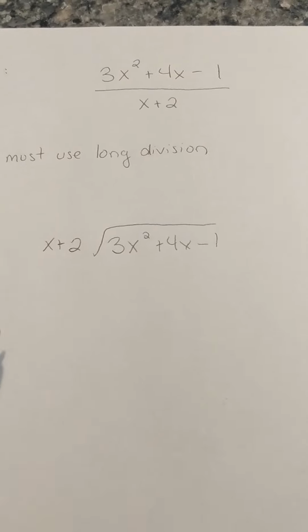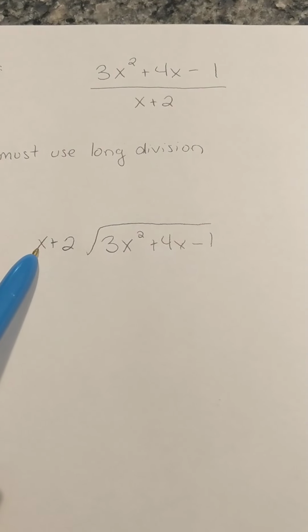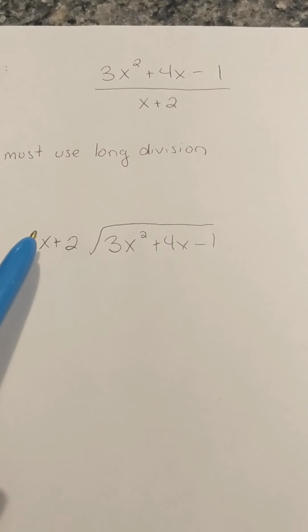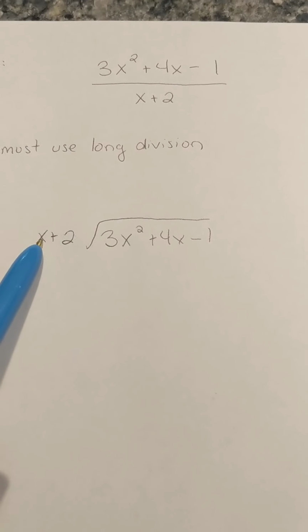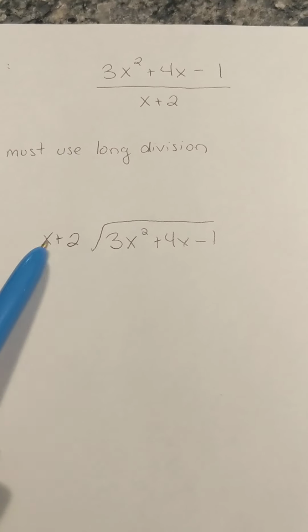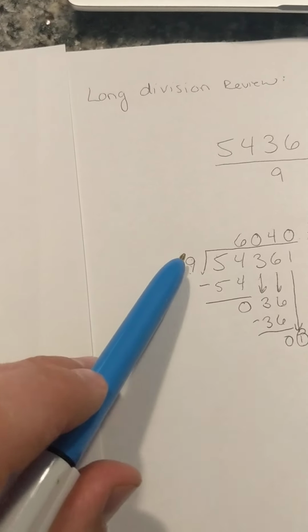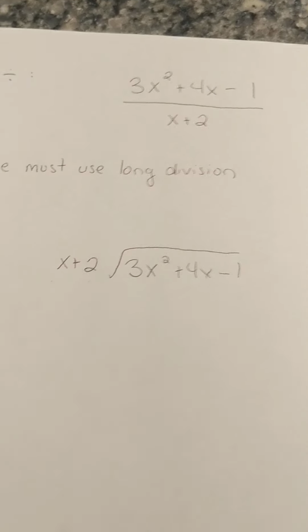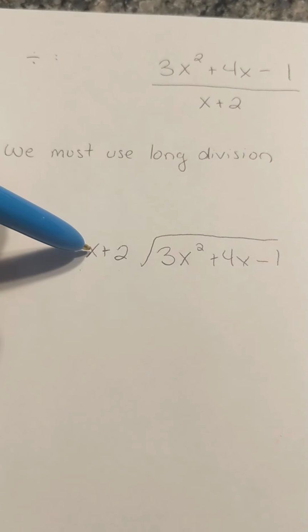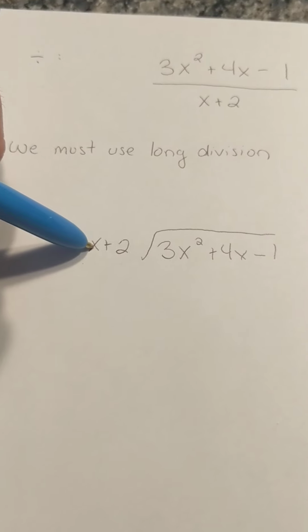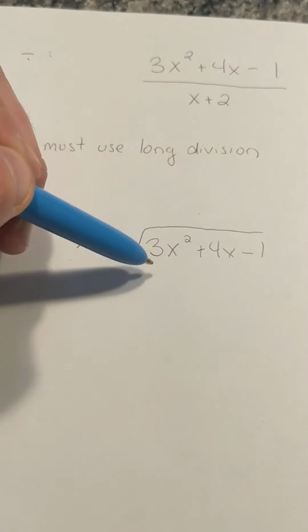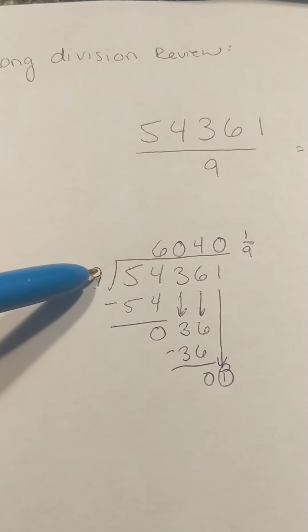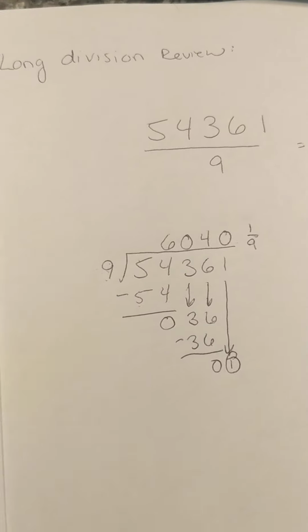Well, the first thing I did is I'm going to take a look at this, and I am only going to use the first term, the leading term. Now what I have here is a binomial. So I had a single digit number, so I looked at single digits. I have a two-termed quantity, so I'm going to look at the first two terms. Now the first thing I'm going to do is figure out x times what will give me 3x squared, because that's what I did over here. I decided that 9 times 6 was 54.